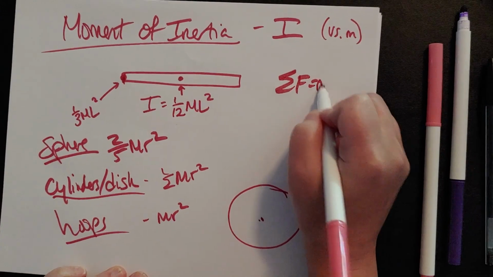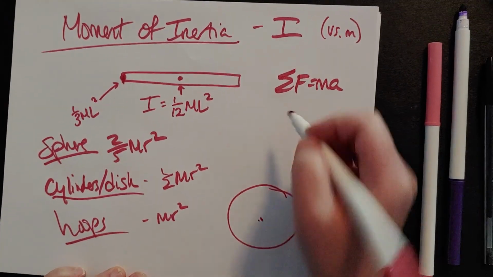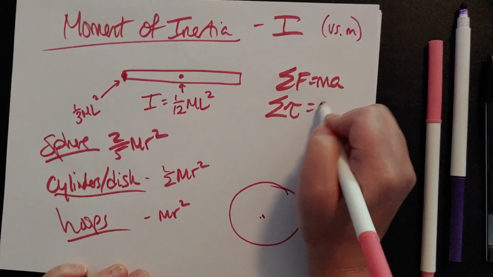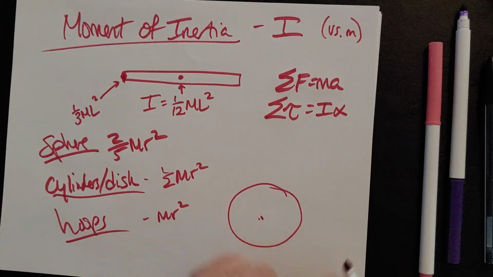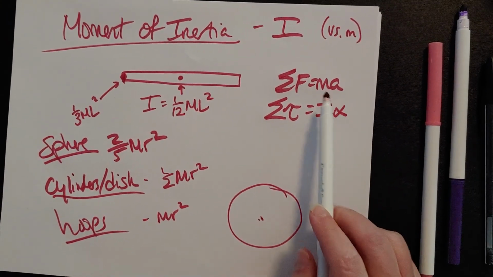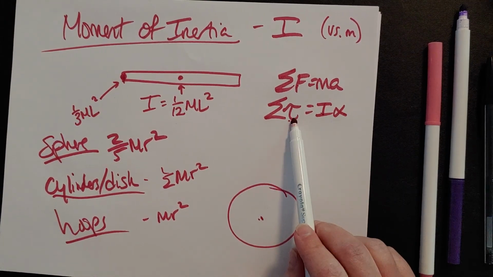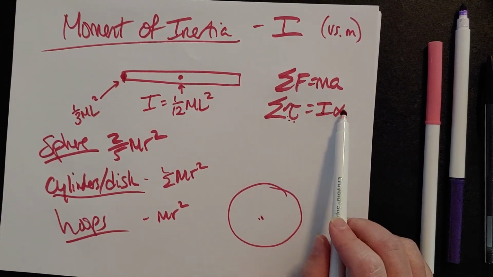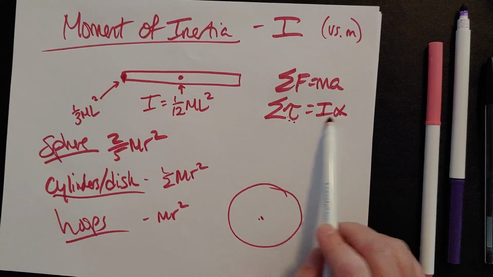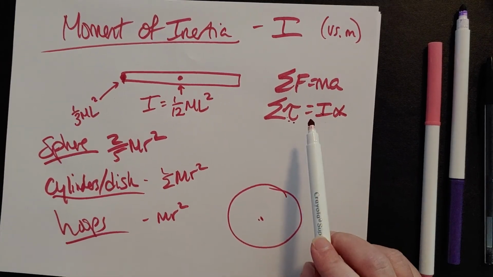And last thing, this is Newton's second law for rotation. It looks like this. Remember, alpha is angular acceleration, I is moment of inertia, and then this is the sum of the torques, right? So the torque causes angular acceleration and is impeded by that moment of inertia.